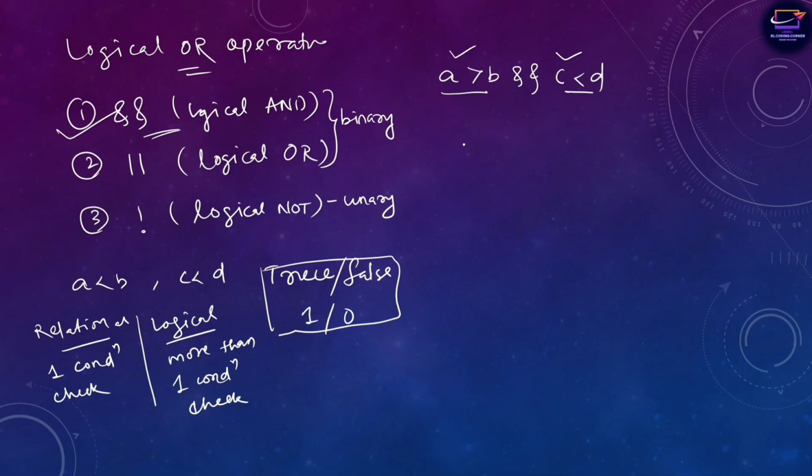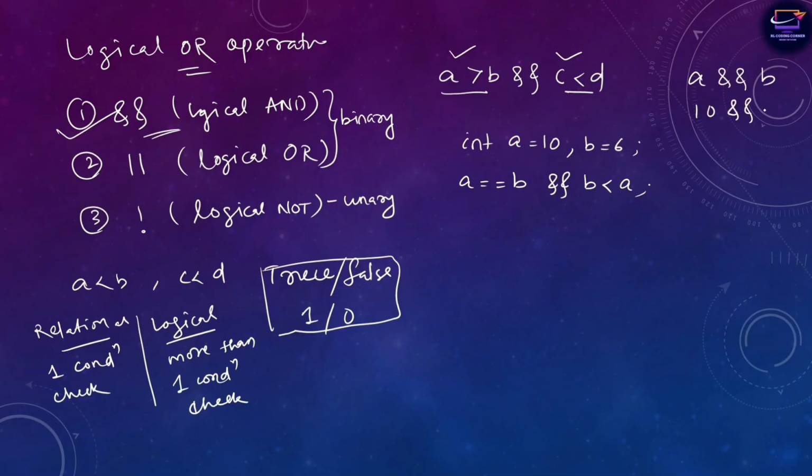So see, if I take one example, int a equals 10 and b equals 6, and a double equal to b, logical AND, b less than a, right? It is not compulsory that we write expressions on both sides. It may be variables, constants or anything, right? We can also write it as a and b, or 10 logical AND 6 in this way. Okay. So now what will be the output?